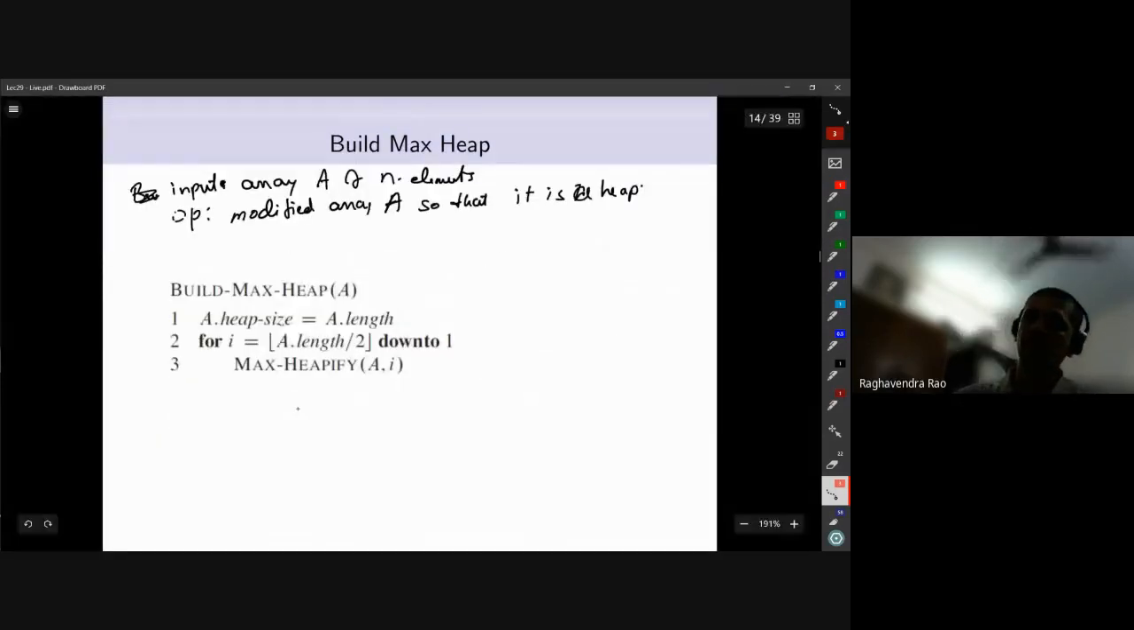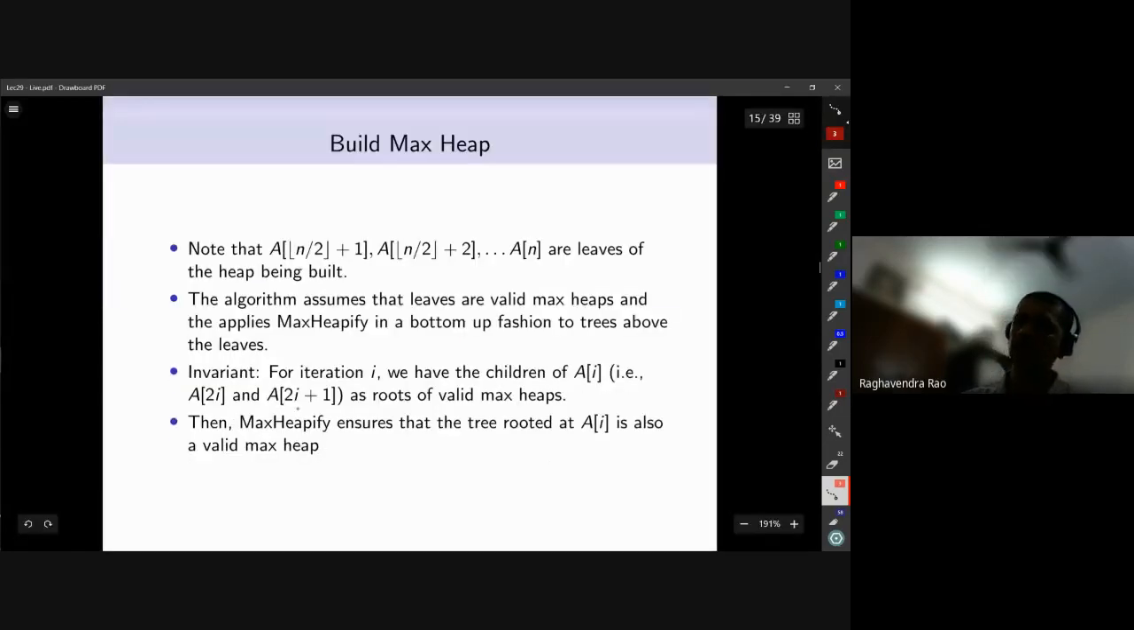So you're given an array A. You set the heap size as array length, so you're assuming that the whole array is to be heapified. What you do is you start from floor of n by 2. So i goes down from n by 2 to 1, and you call the procedure max heapify a_i. So what is the invariant? I had written an invariant, right? The invariant is, for iteration i, the children of a_i, that is a_2i and a_2i plus 1, are roots of valid max heaps.